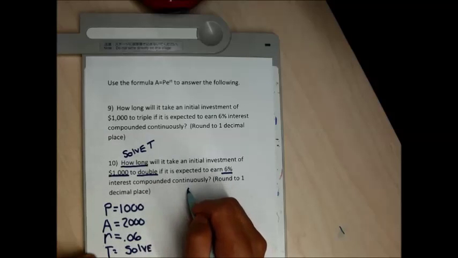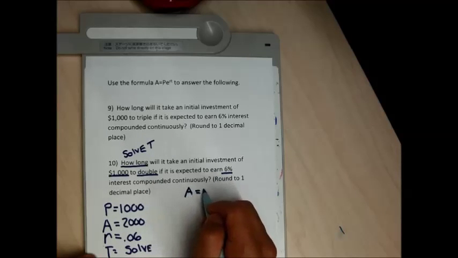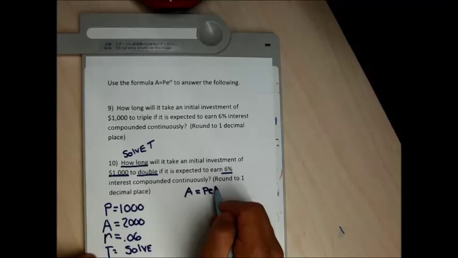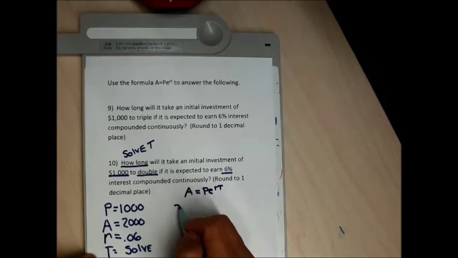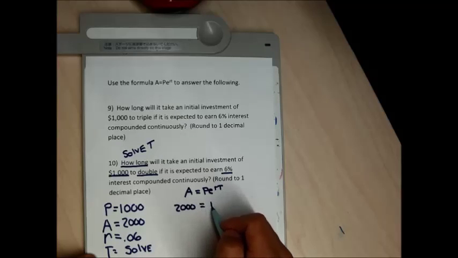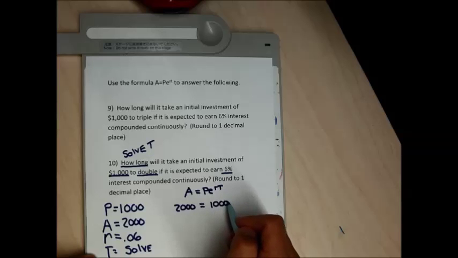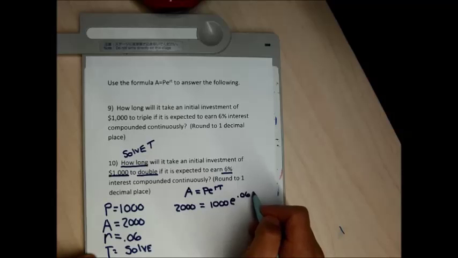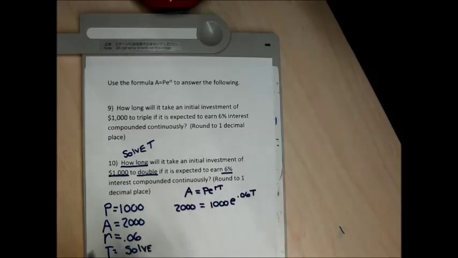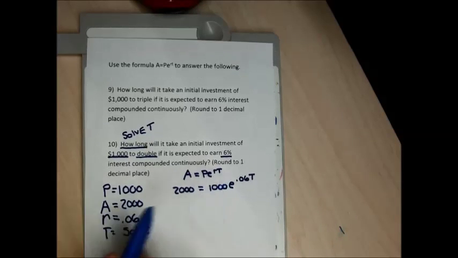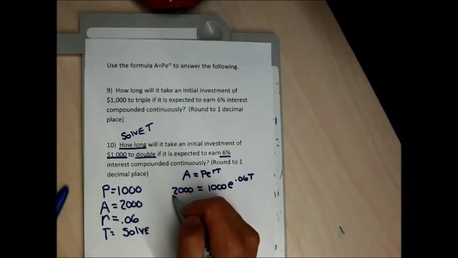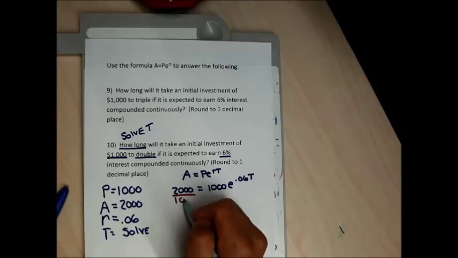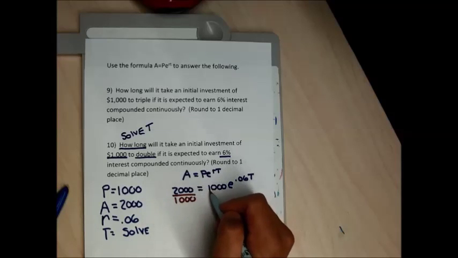So I'm going to use the formula A equals P e to the RT, and now a little bit of algebra. I'm going to plug in 2,000 for A. I'm going to plug in 1,000 for P. I'm going to leave the e. I'm going to put 0.06 in for R, and I'm going to leave the T unknown. A little bit more work to solve this than any of the other problems, because the letter that I'm solving for is in an exponent. Because the letter I'm solving for is in an exponent, I'm going to need to use logarithms to solve.